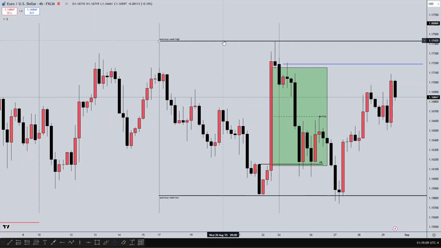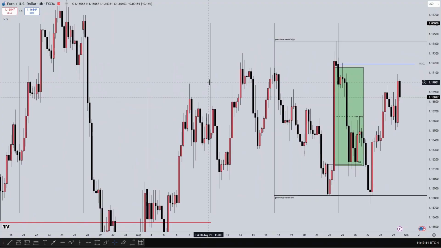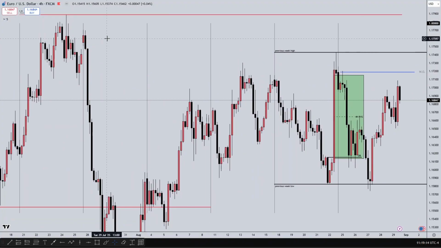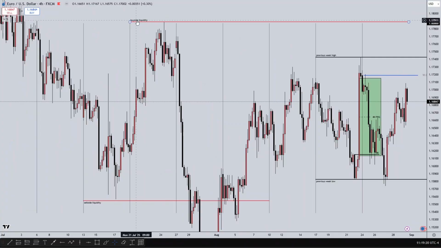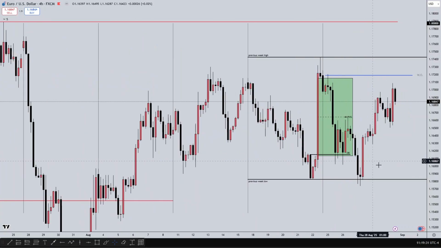We're looking for price to run the previous week high, and you can still mark out other weeks' highs. Above this high, the next draw on liquidity should be the buy side liquidity from the weekly time frame. So we already know that if we're able to take out this weekly high, the next area I'll be looking for price to trade to should be the buy side liquidity.